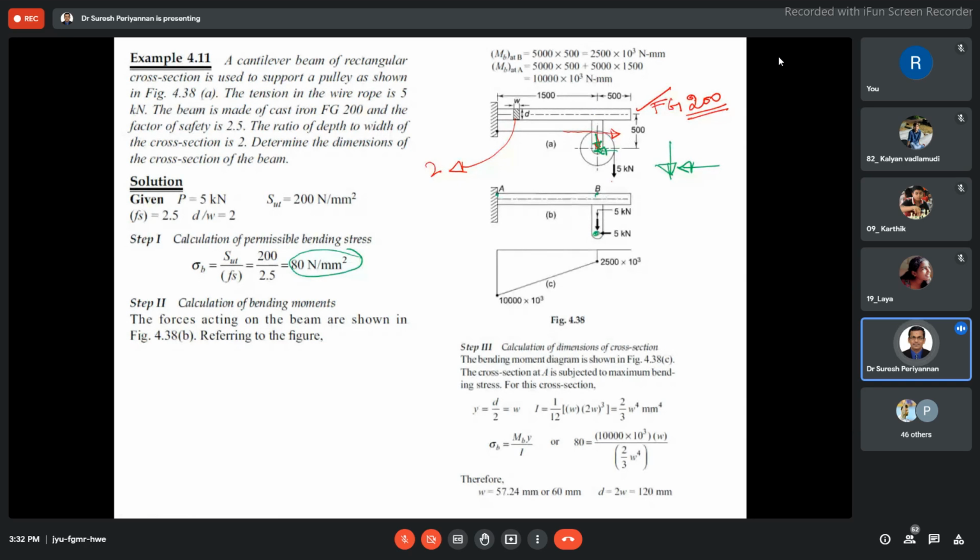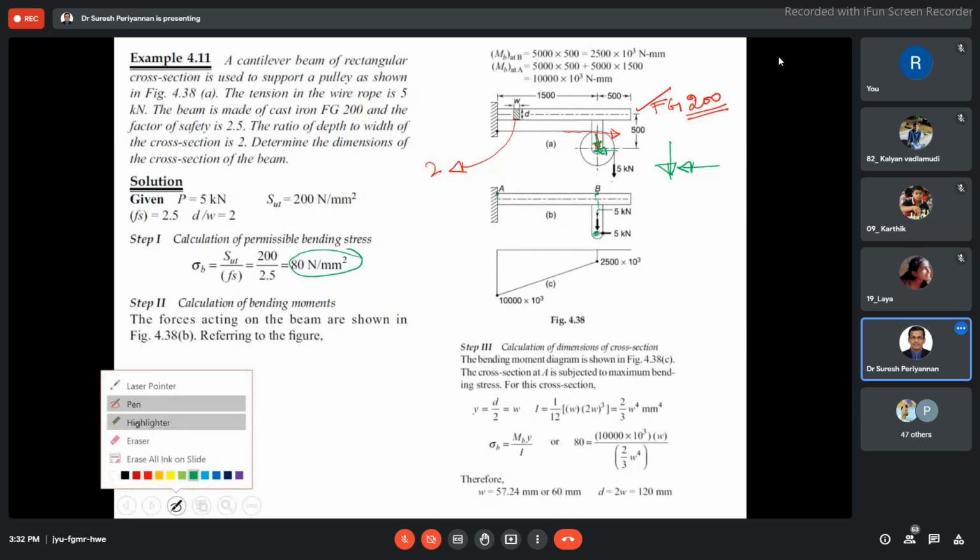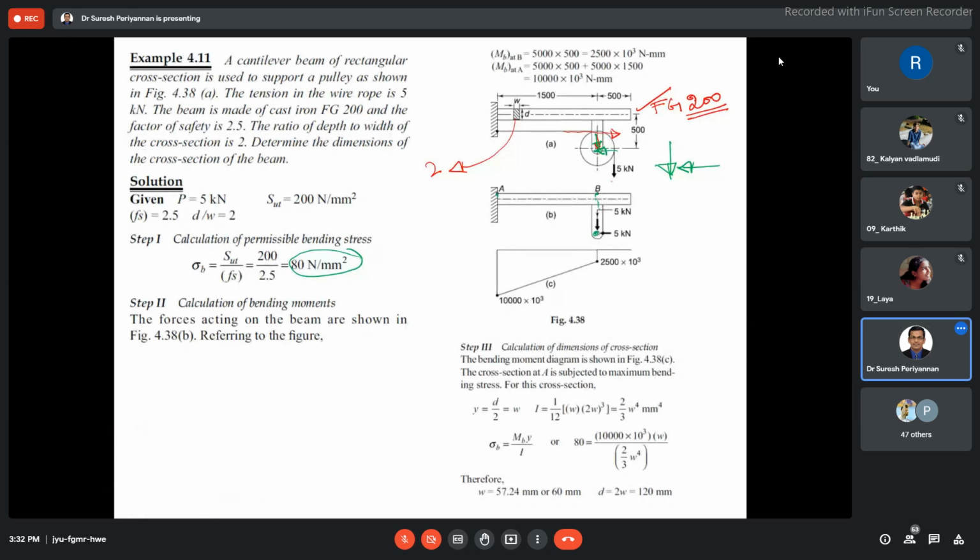While finding the bending moment, the horizontal load and the vertical load are acting on point B, so there won't be a vertical moment here. Only the horizontal bending moment: 5,000 Newton into what is the distance? 500 mm they have given here.